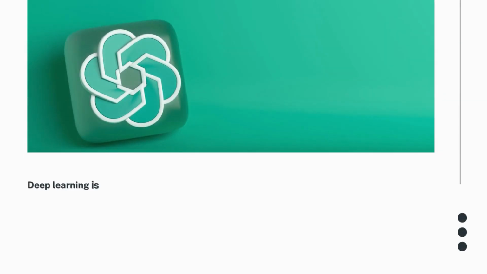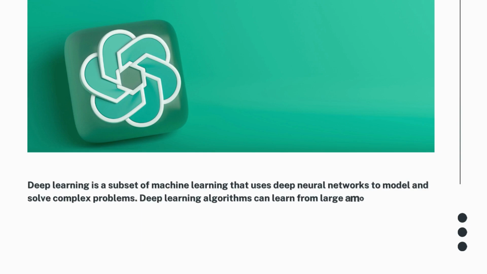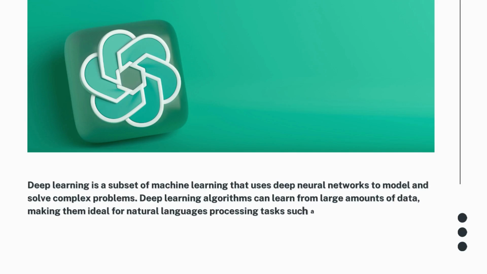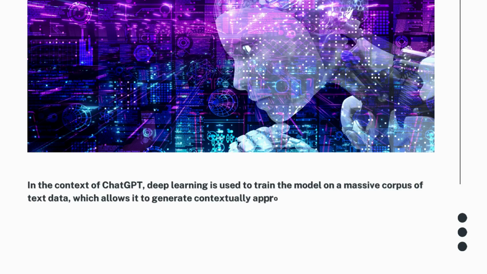Deep learning is a subset of machine learning that uses deep neural networks to model and solve complex problems. Deep learning algorithms can learn from large amounts of data, making them ideal for natural language processing tasks such as language modeling, sentiment analysis, and text classification. In the context of ChatGPT, deep learning is used to train the model on a massive corpus of text data, which allows it to generate contextually appropriate responses to text prompts.